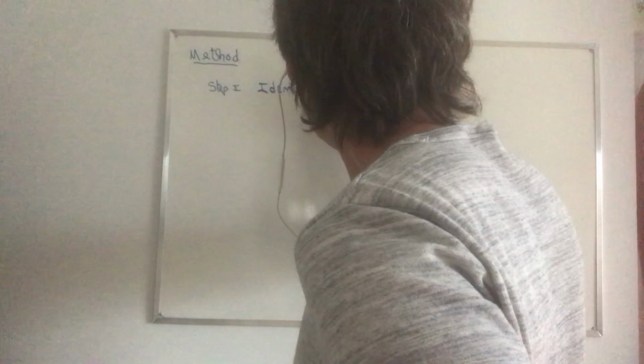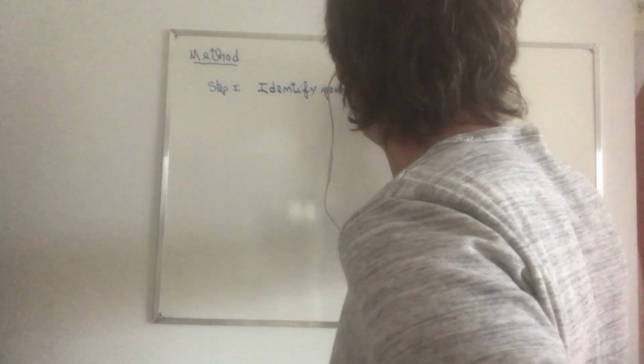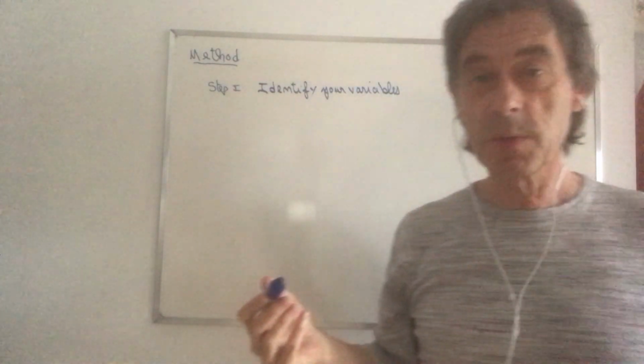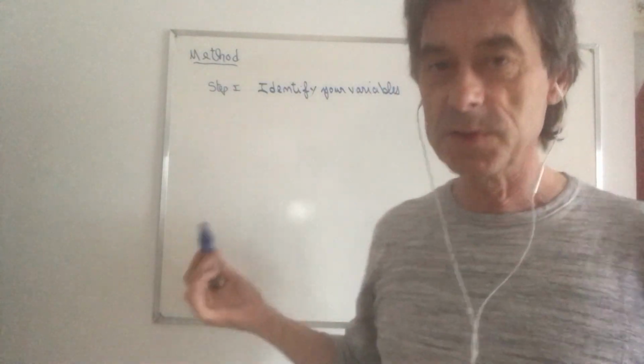Step 1, very important. People neglect step 1 and it's always a mistake. Identify clearly your variables. Now in most problems, you're going to be dealing with a maximum of 2 variables. It's pretty rare we go beyond that, at least in this course.